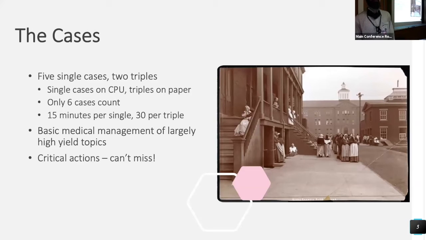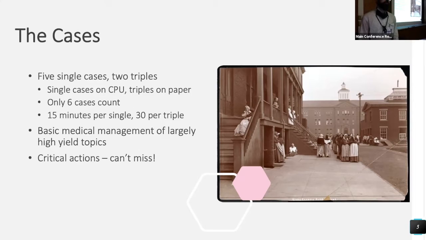On the actual day, you're going to be doing seven different encounters. Five are single patient cases and two are triples. Single patient cases, very self-explanatory. You're going to walk into the room, they're going to give you information about one patient. You're going to manage this patient, work through the case, and upon completing it, dispositioning the patient, you leave the room, and that was the entire encounter. So you're going to have five of those.